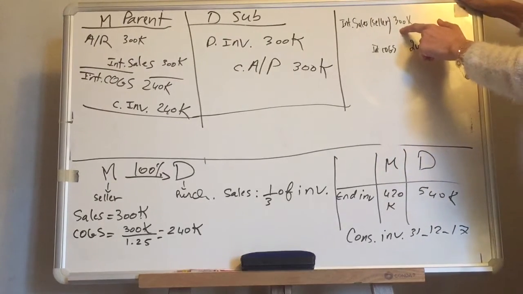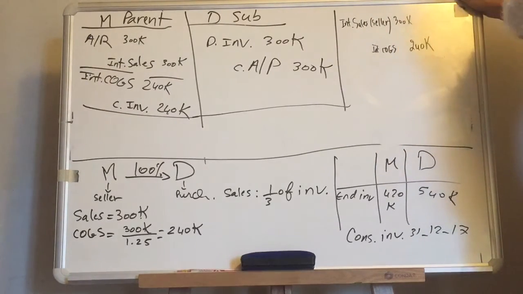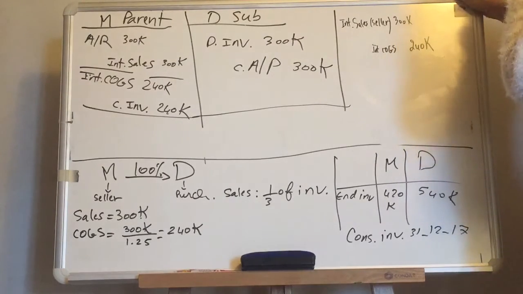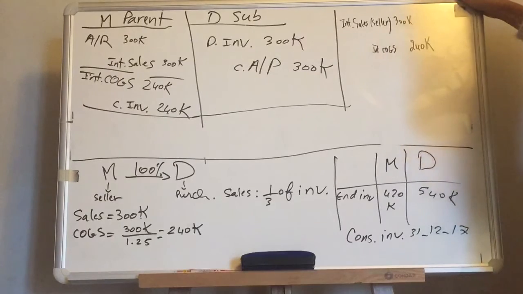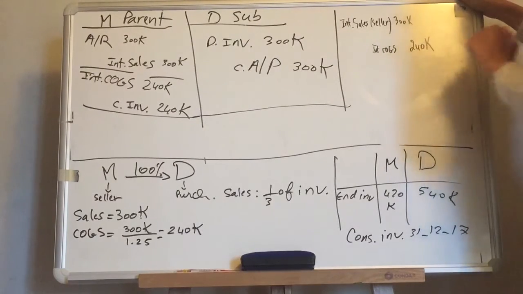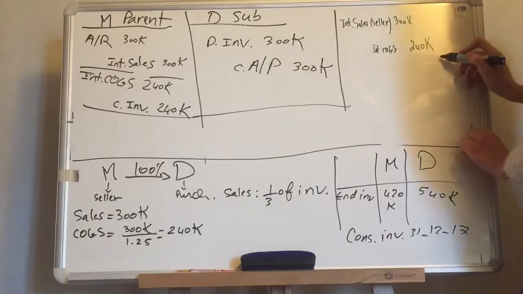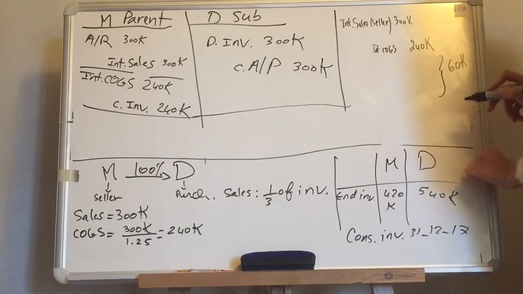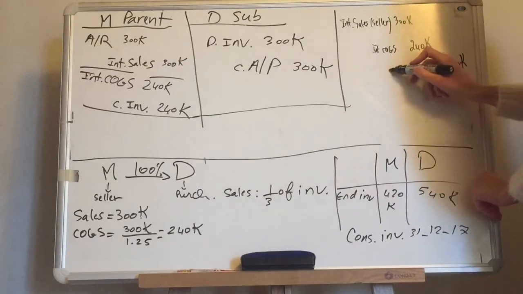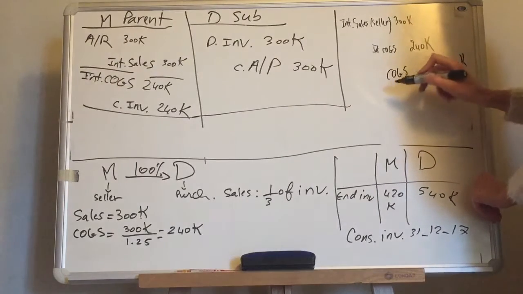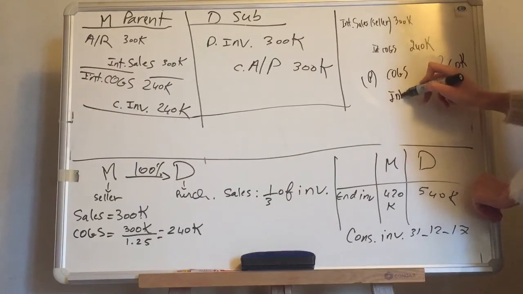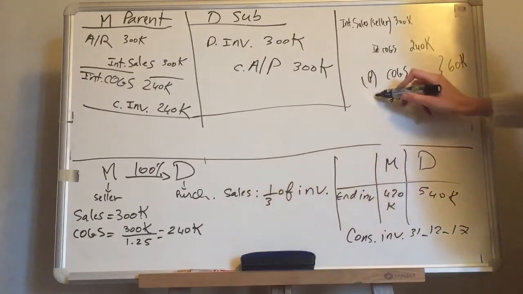What's the profit in this case? I sold iPhones, Samsung, let's say mobiles for 300K. The cost of goods sold is 240K, so the profit is 60K. This profit is to be eliminated against the COGS of the purchaser and the inventory, which is the ending inventory on hand of the purchaser as well.